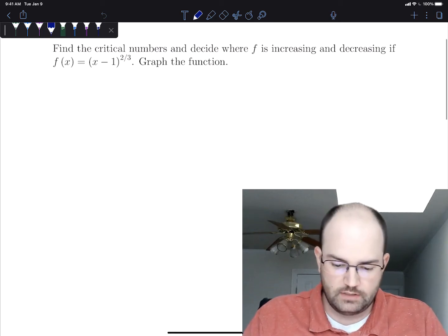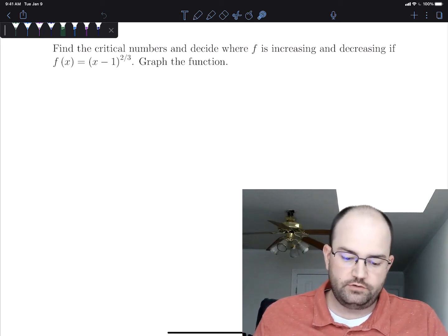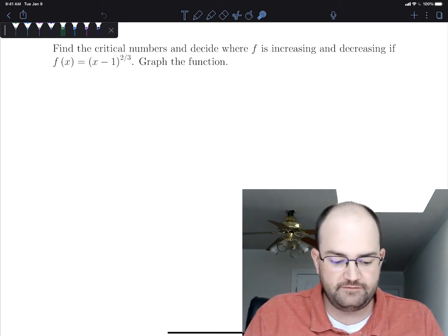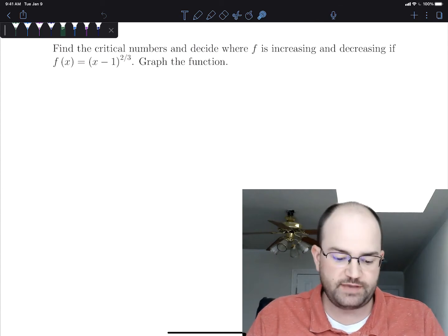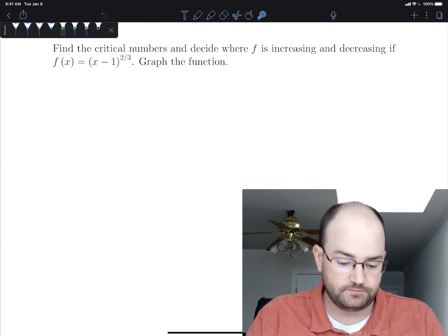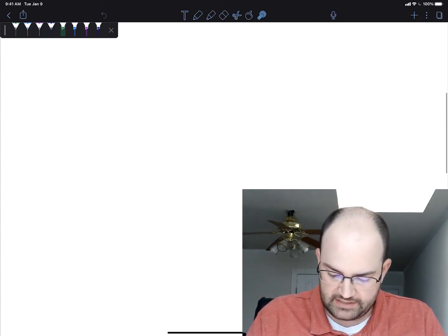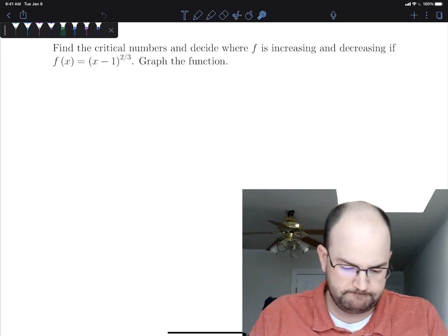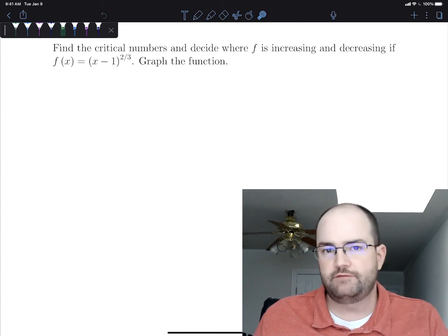Hello. In this video, we want to find the critical numbers and decide where f is increasing and decreasing if f of x equals (x minus 1) to the 2/3 power, and then we'll graph the function. Notice I didn't actually graph it here, so we'll graph this on the calculator. Okay, so I want to find the critical numbers.